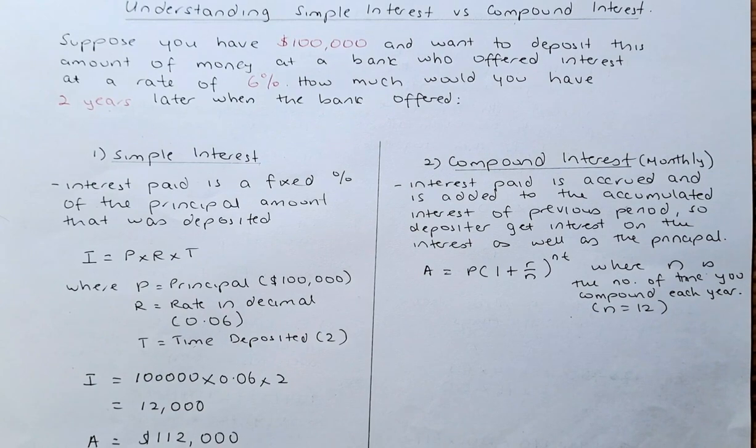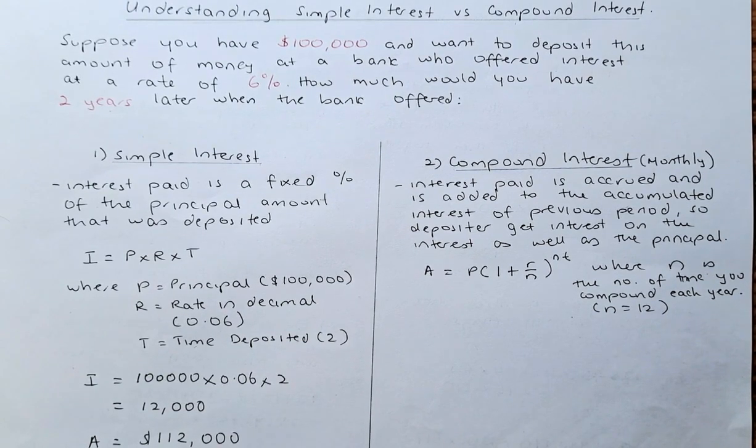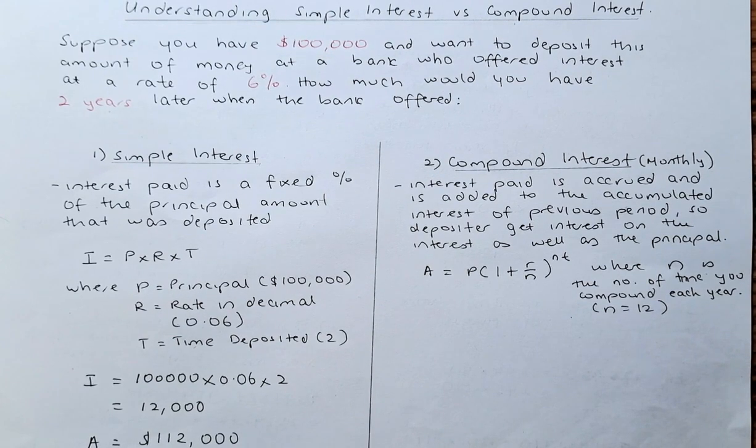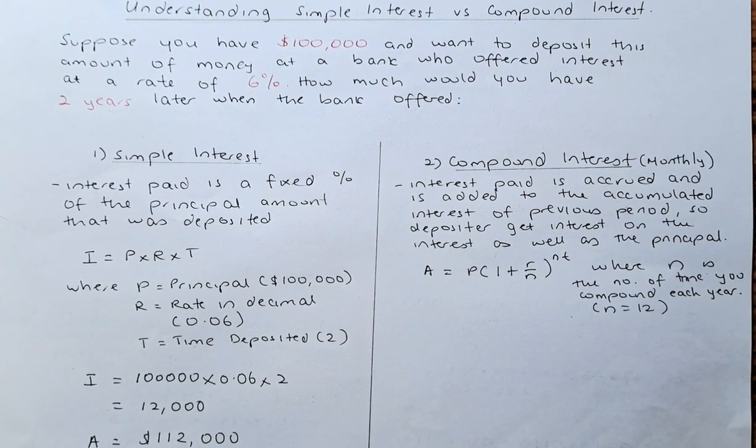Simple interest is the interest paid on a fixed amount of the principal amount that was deposited. So the formula to calculate the interest is just very simple. Principal times rate times time. So what is the principal, the rate, and the time?